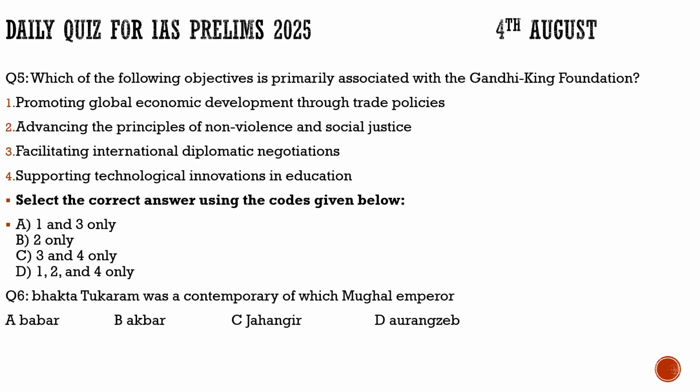Now coming to question number 5, it talks about the Gandhi King Foundation. Which of the following objectives is primarily associated with the Gandhi King Foundation? First one, promoting global economic development through trade policies. No. Option 2, advancing the principles of non-violence and social justice. 100% correct. Option 3, facilitating international diplomatic negotiations. This is also incorrect.